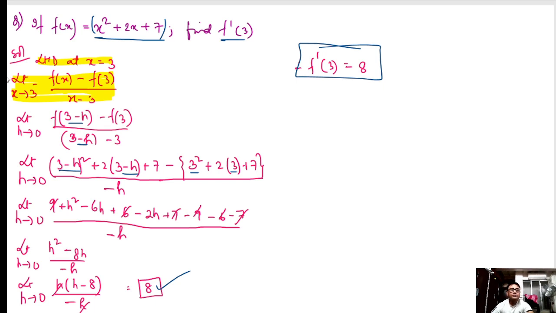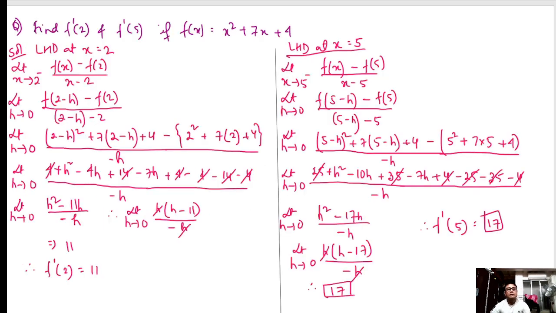Next, if we see the next function, find f dash 2, f dash 5. This is the function given. That means we have to test the limit at 2 and 5. Okay, so let's check the left hand derivative at x equal to 2. So less than 2, this is how we write. That means in place of x I will put 2 minus h, and here in place of x I will put 2.